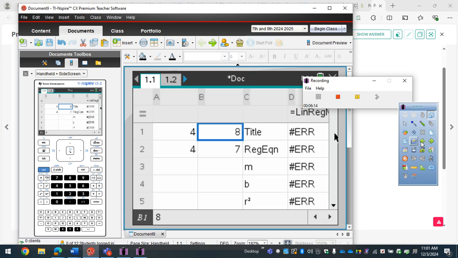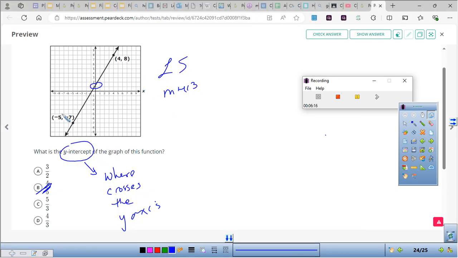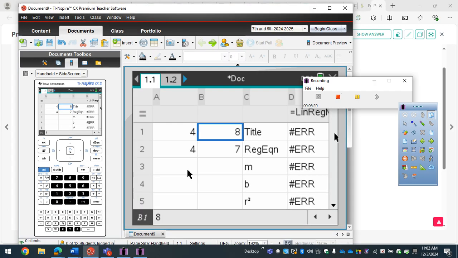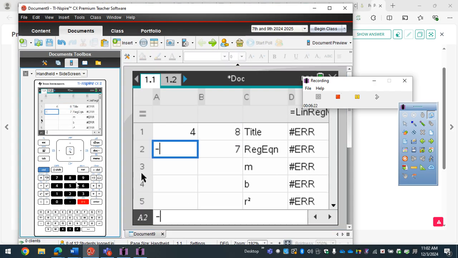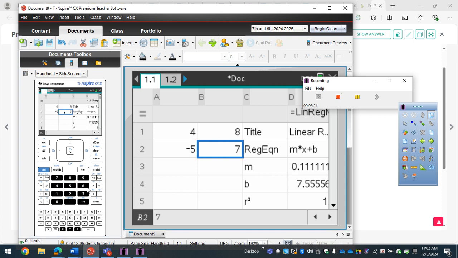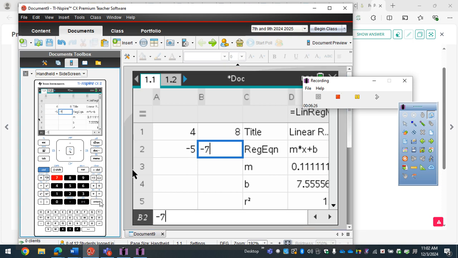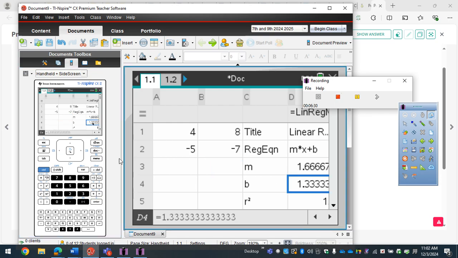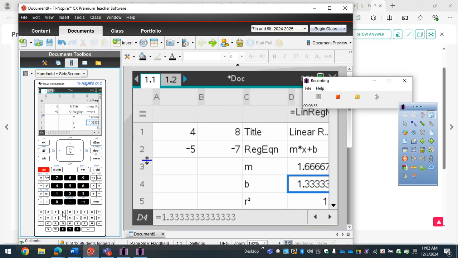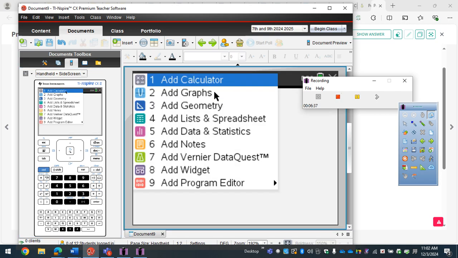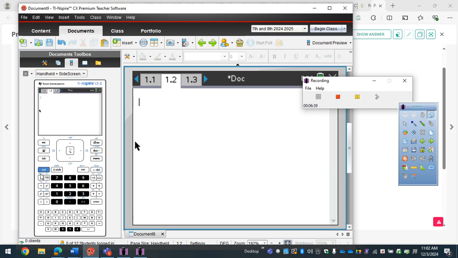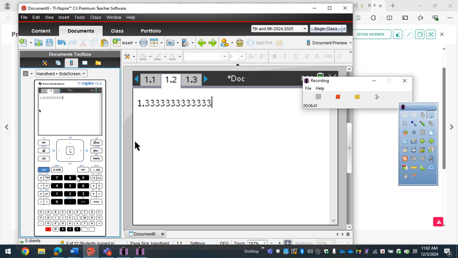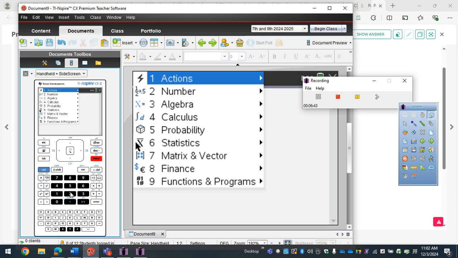And then the other point is -5, -7. And so it's asking for the y-intercept, so we're going to come out here. And then to go ahead and copy that, we're going to press Control C. We're going to add a document. We're going to go to Control Document, sorry. And then Control V. And then we're going to go to Menu 2.